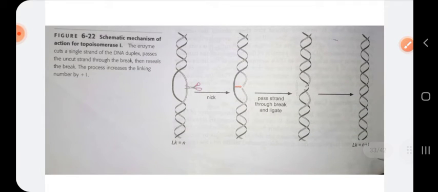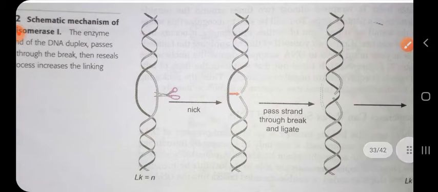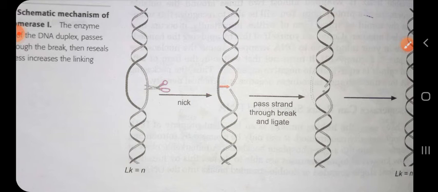And this is the mechanism of topoisomerase 1. It's very simple. You can see here the unwinding of the DNA. They can go for uncoiling or recoiling of the DNA. That means they act on positive supercoiling as well as negative supercoiling. So here negative supercoiling has been shown. You can see that one of the strands has been cut with the help of topoisomerase. Here topoisomerase is shown as a scissor, cutting one of the strands.